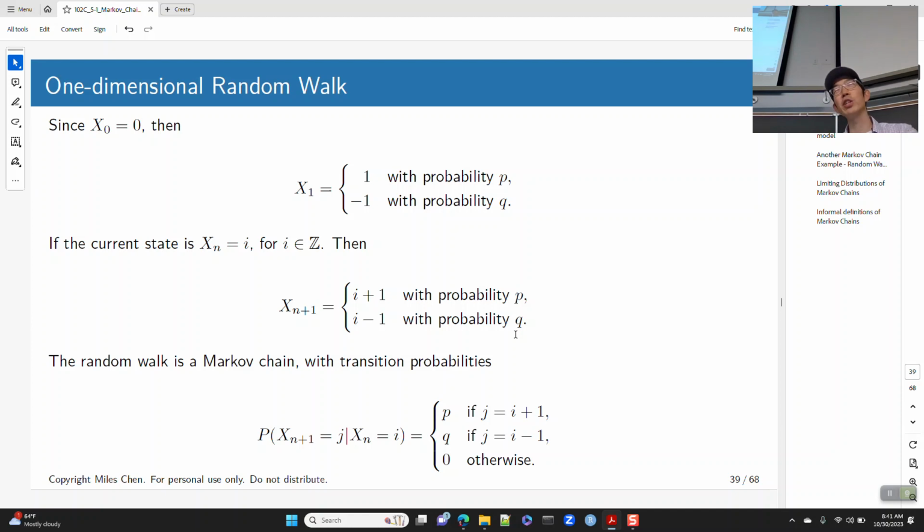To generalize this to any values I and j: if we're currently at I at time n, the probability that at time n plus 1 we end up at j is p for j equals I plus 1, q, or 1 minus p, for j equals I minus 1, and 0 everywhere else, okay? So in this kind of random walk, we're not going to be able to create the transition probability matrix because it's infinite, as everything is our integers, but we have a rule for the transition probabilities, and that's good enough to define the Markov chain.